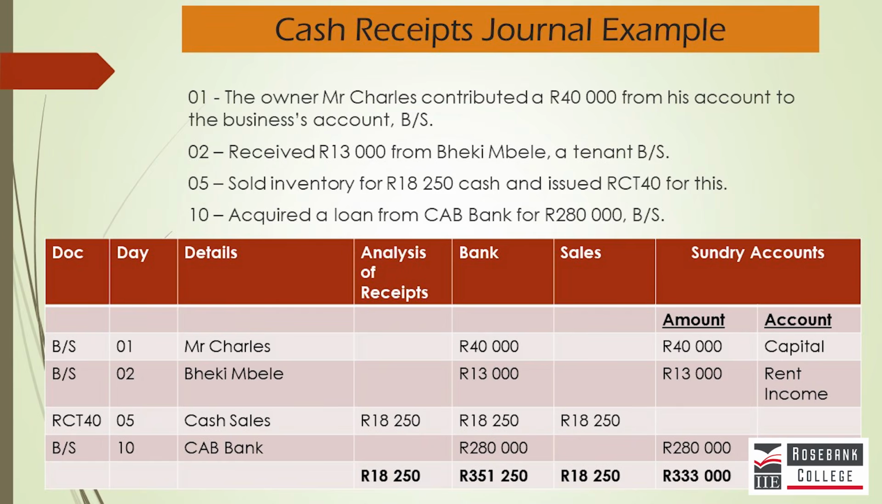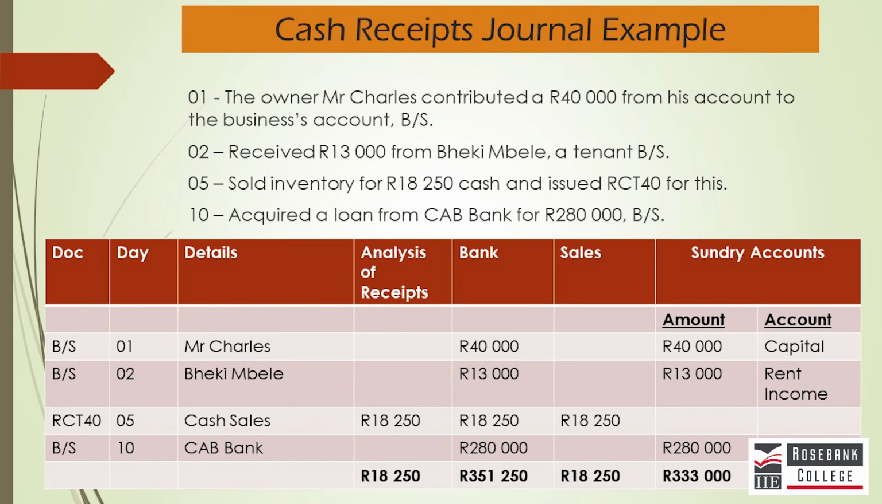Bank statement will be used as a document number because the bank statement will be in use to see the entry. Day 1, details will be Mr. Charles because we have to state where the money comes from. Bank, we will record the 40,000 Rand because it increases our bank account. Sales, we won't record anything because we did not sell anything in this transaction. Sundry account, we record 40,000 Rand and the account is capital.